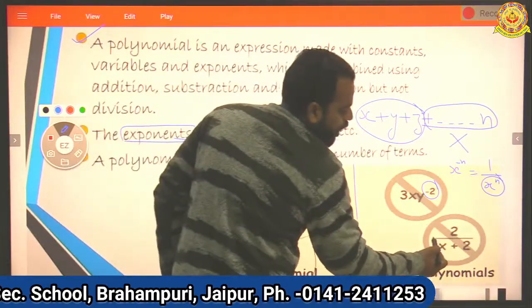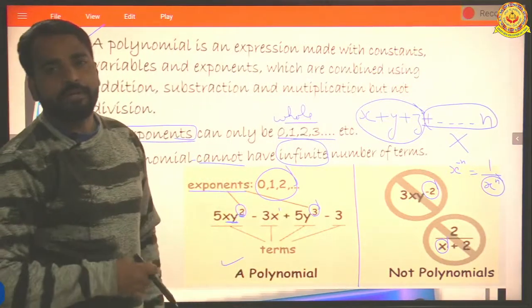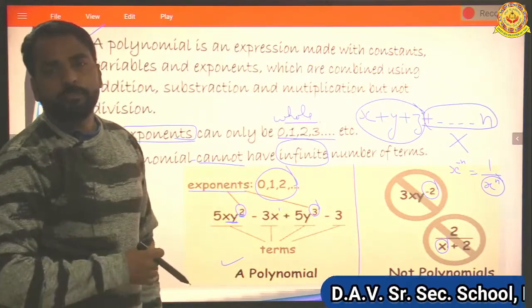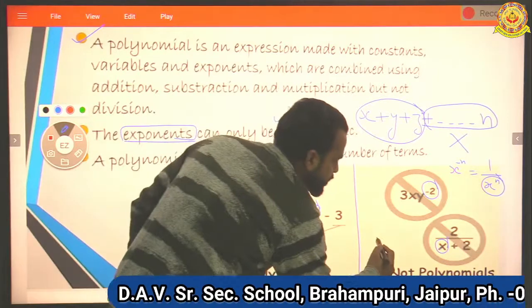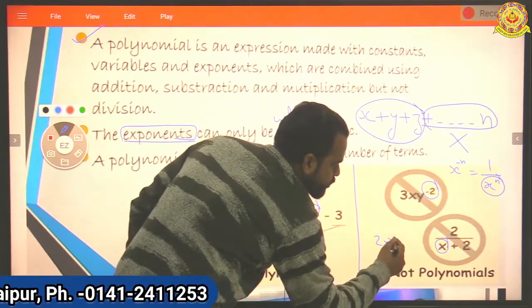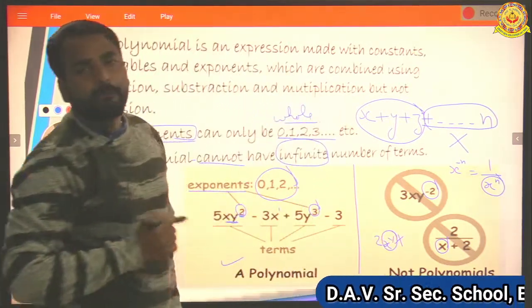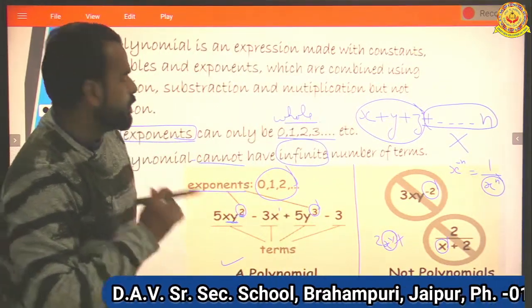Second, 2 upon x plus 2. Here also the variable x is in the denominator. So it is also not a polynomial, because we can write this as 2 times x raised to the power minus 1, since it is in the denominator. So the power is not a whole number. That's why it's not a polynomial. Is it clear? All right.